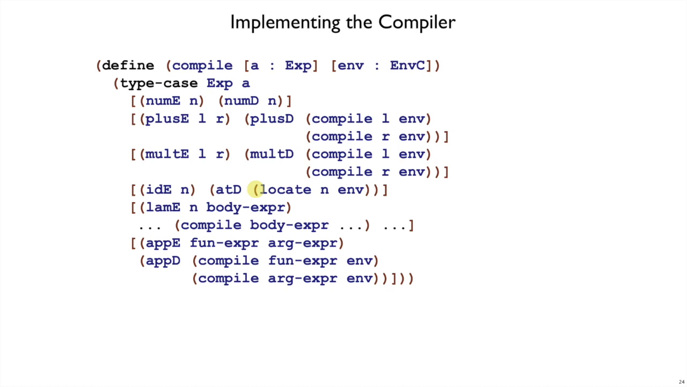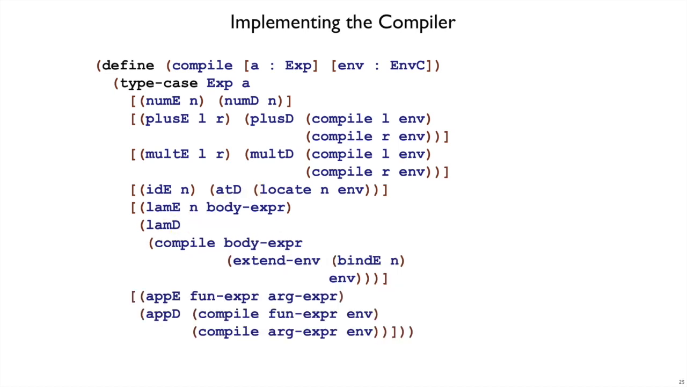Names get added to the compile time environment by a lambda form. So as we're compiling the body of a lambda form, we don't use just the environment that we had, but we extend that environment with the name n. And here we're using bind-c instead of regular bind. That is saying that at compile time, we are just recording the name. We don't have a value yet.